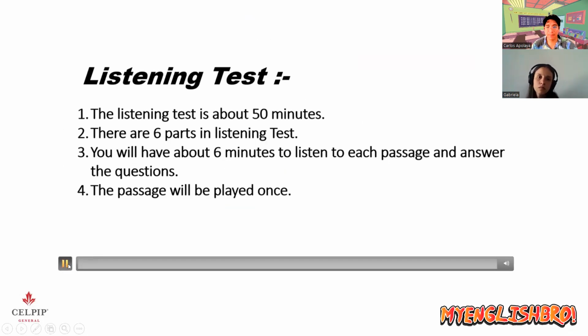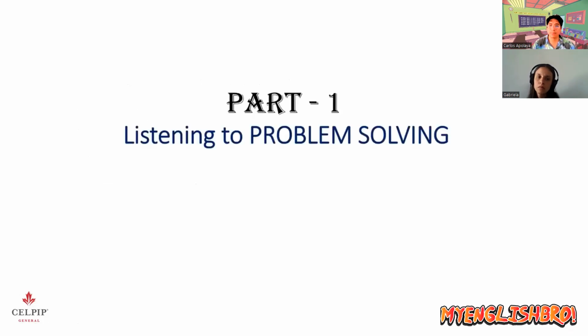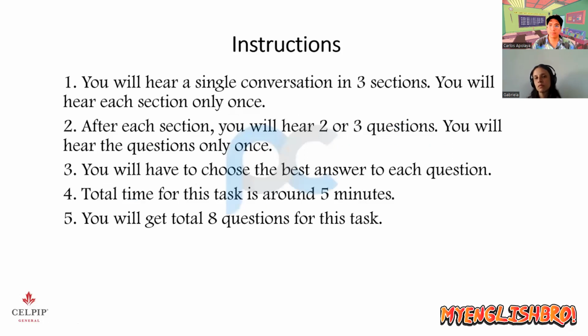In the listening test, you will have about 6 minutes to listen to each passage and answer the questions. The passage will be played once. Part 1, Listening to Problem Solving. Instructions. You will hear a single conversation in 3 sections. You will hear each section only once. After each section, you will hear 2 or 3 questions. You will hear the questions only once. You will have to choose the best answer to each question. Total time for this task is around 5 minutes. You will get total 8 questions for this task.